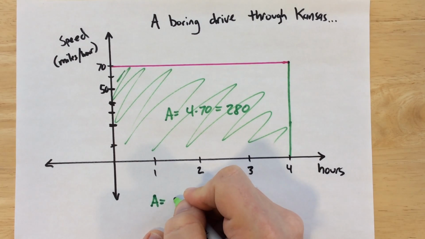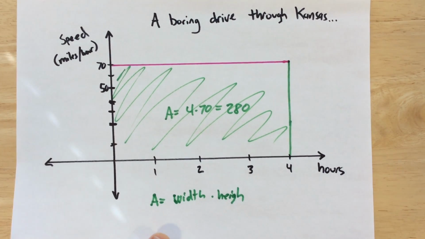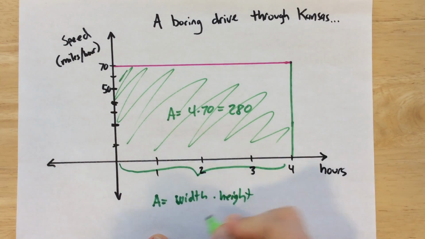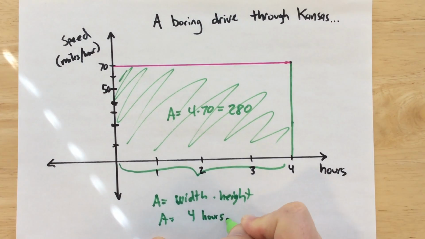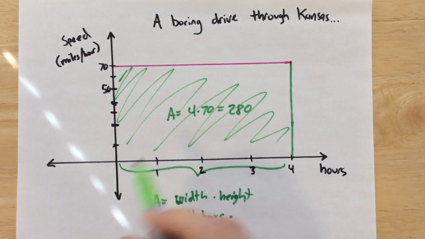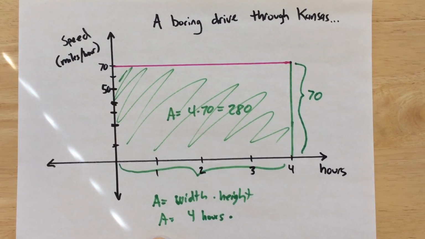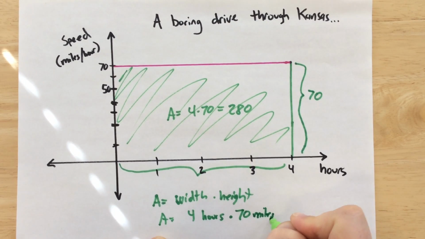Area is equal to width times height. And the width of this is 4. But it's not just 4. What is the 4 measured in? So the area is equal to 4 hours. And the height is actually going to be 70. And what are the units on the height? It's 70 miles per hour, which we could write as miles over hours.